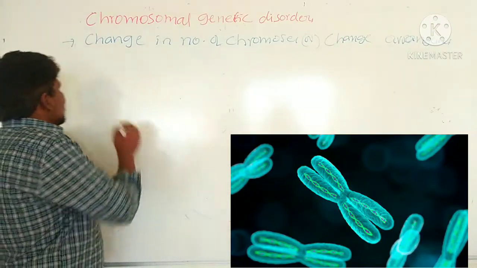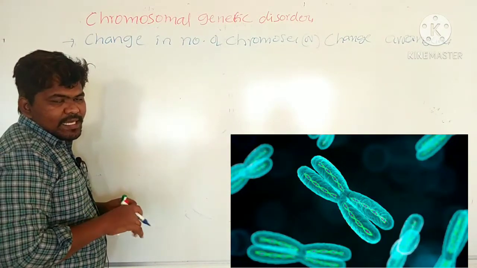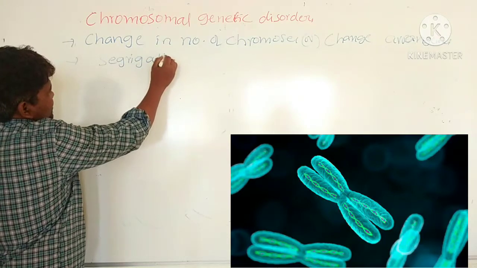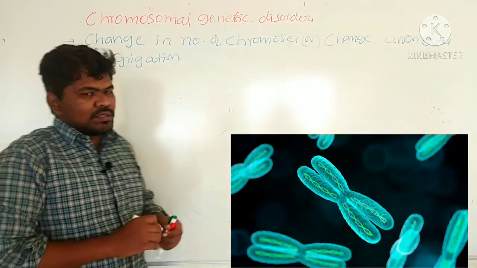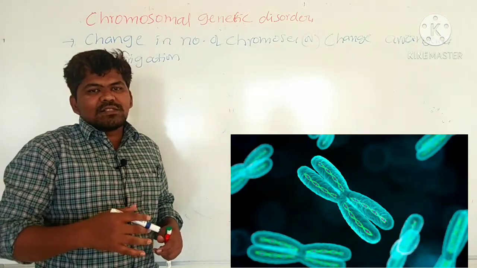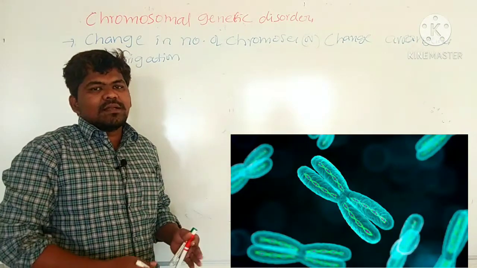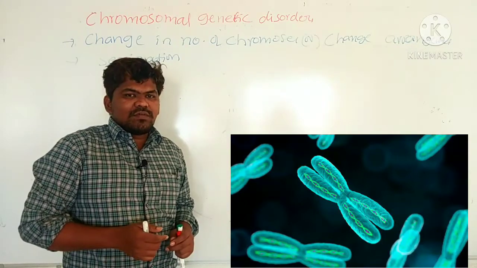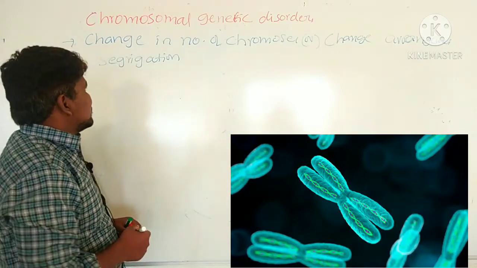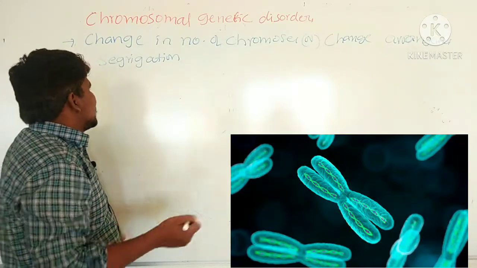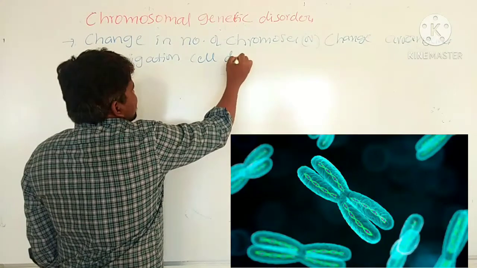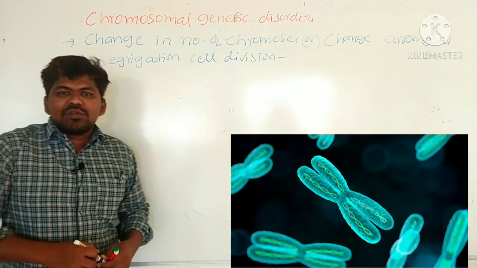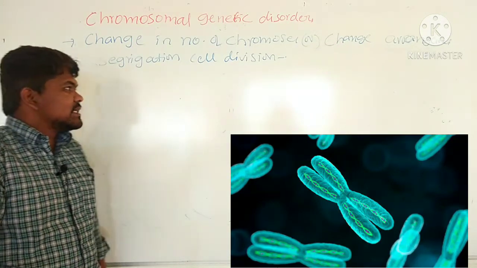Okay, see, failure of segregation of chromosomes during the cell division. Segregation means separation. During cell division, what happens? 23 pairs of chromosomes, if it is in gametes, 23 chromosomes are present, enter into one gamete, and another 23 chromosomes enter into another gamete. Chromosomes segregate, separate, during the formation of new cells. If there is any difficulty, or if there is a failure of segregation during cell division, it leads to a change in the number of chromosomes. If the number of chromosomes is changed, it leads to a chromosomal genetic disorder.